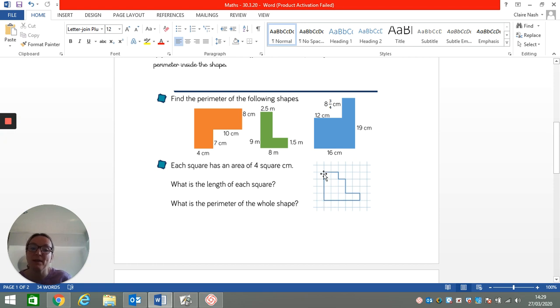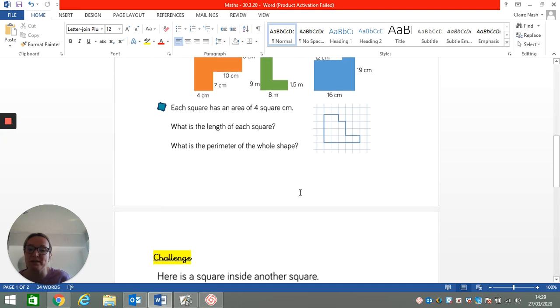This time the area is 4 centimetres, okay? Not the perimeter, the area. So if the area of a square is 4 centimetres, what's the perimeter of each side, or the length of each side, should I say?